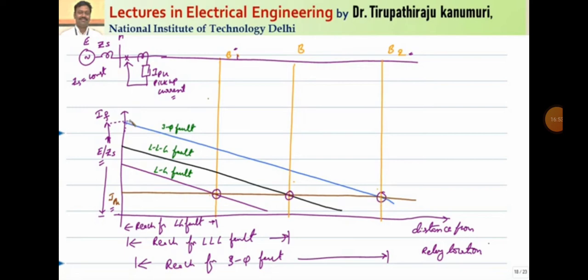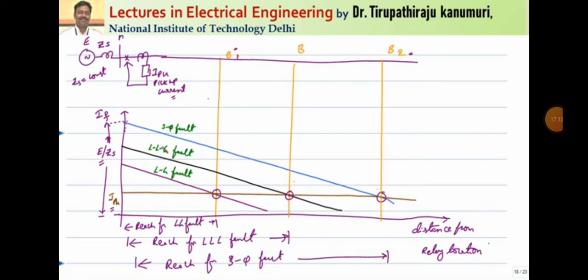Why does the current go on decreasing? Because at the sending end the impedance will be only equal to the EMF generated divided by the source impedance. As you go on, the impedance of your transmission line will go on adding. That's why the amount of the fault current will go on decreasing, and the point where it intersects with the current that is set, it will cover up to that much distance.